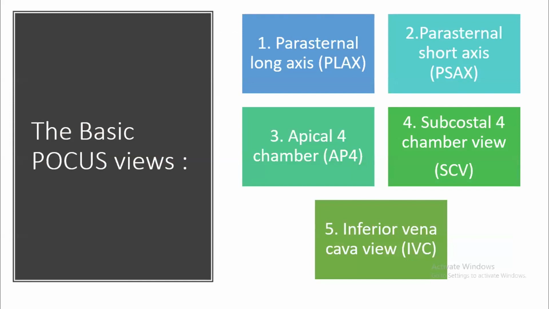So we have the basic views in an emergency: parasternal long axis, PLAX, parasternal short axis, PSAX, apical 4 chamber, subcostal 4 chamber, and inferior vena cava view. This is the basic 5 views. We'll start one by one now.